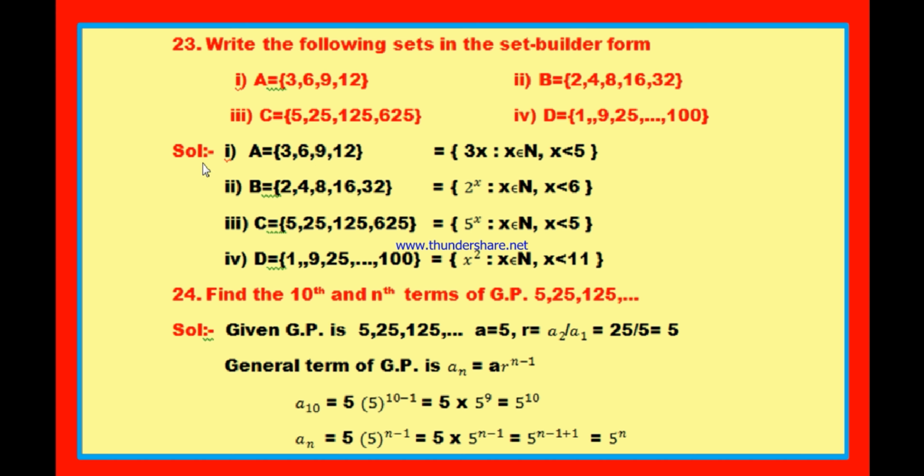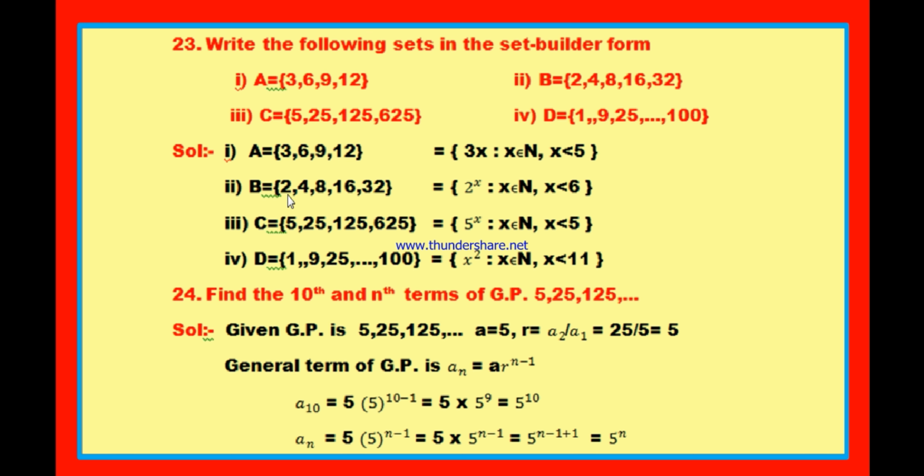Now here is the solution. A is equal to 3, 6, 9, 12. They are in list form or in roster form. You have to write them in set builder form or rule form. These 3, 6, 9 and 12 are the multiples of 3. Therefore you can write this as 3x such that x belongs to n and x is less than 5. These are the 4 multiples of 3, therefore it is less than 5.